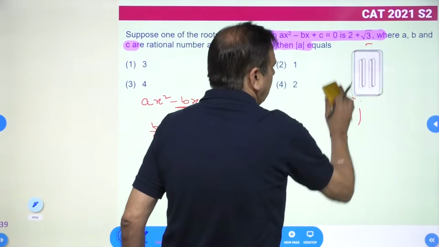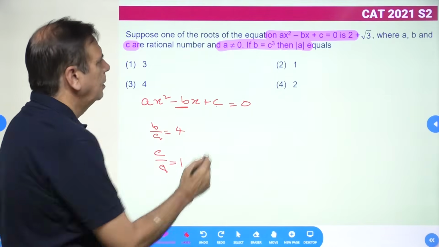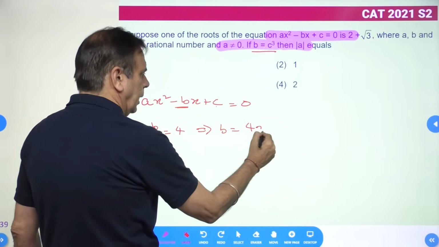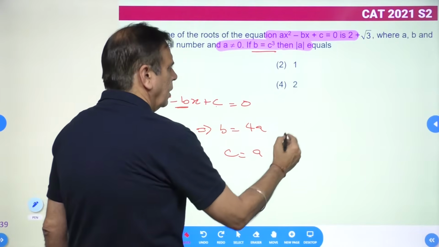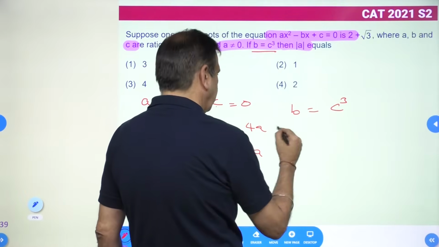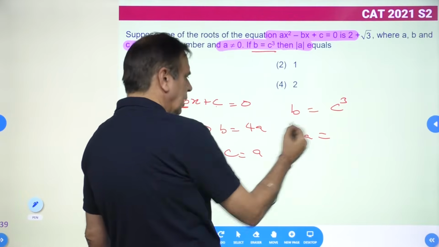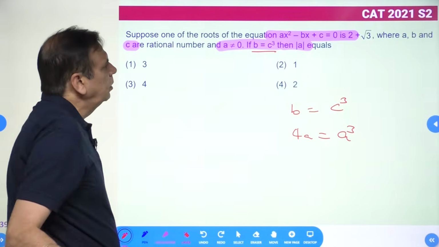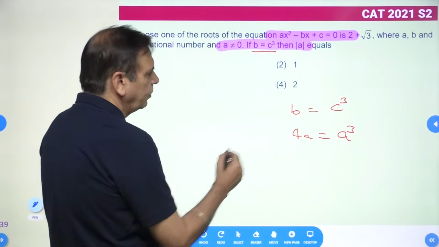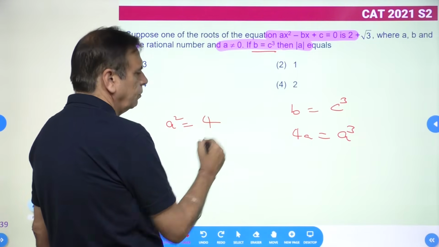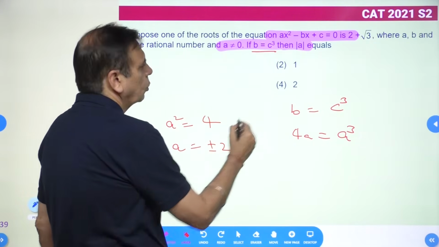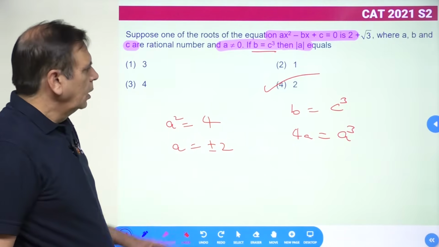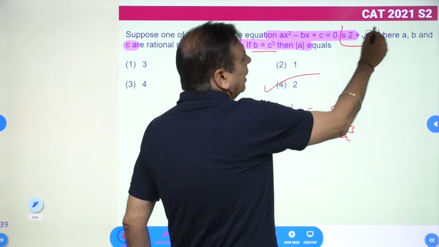Okay, let me just remove this part. Yeah. So question is saying b is equal to c cube. Okay. So what is b? b is 4a and c is a. So b is equal to c cube, b is equal to 4a, it has to be equal to c cube, c is nothing but a. Okay, so if 4a is equal to a cube, we want to find what is the value of mod a. That means a square will be equal to 4, or a will be equal to plus minus 2, so mod a should be equal to 2.